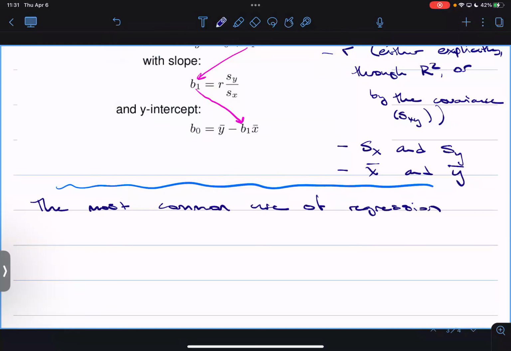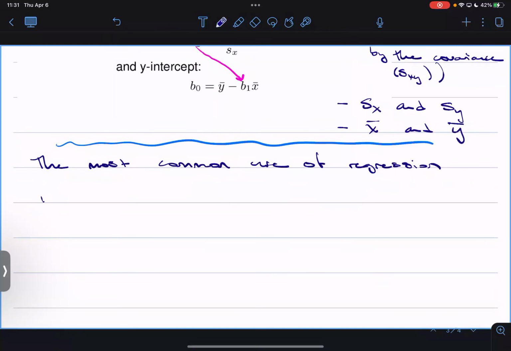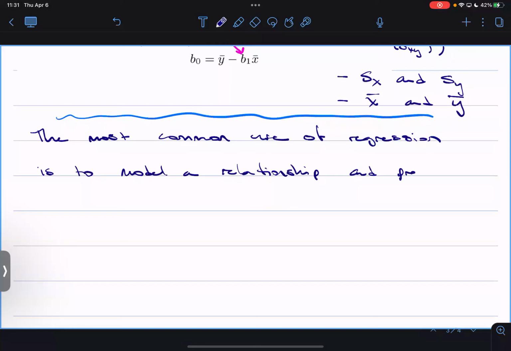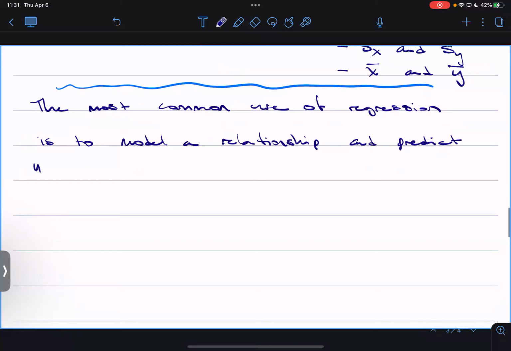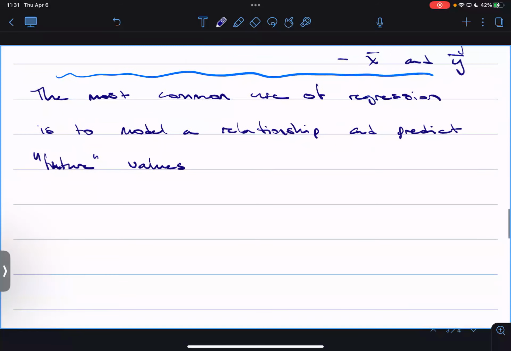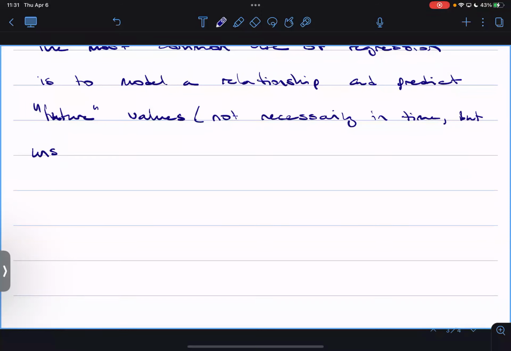So the most common use of regression is to model a relationship and predict, that's kind of a key word, predict future values, and I'll put future in quotes here, not necessarily in time, but unseen values.